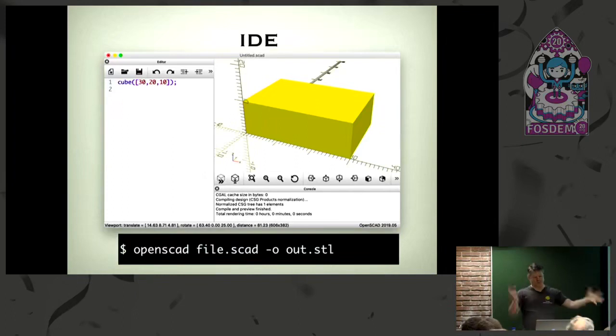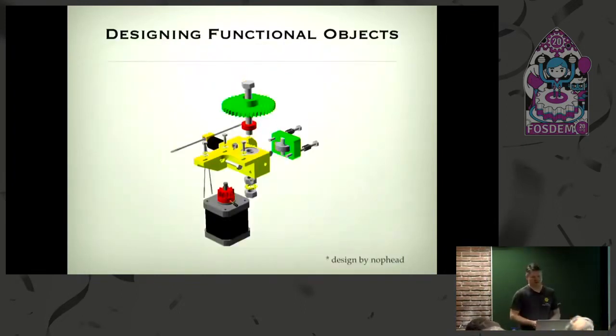So that was kind of really quickly in 7 minutes what OpenSCAD is. So let's talk a little bit about designing functional objects. This is more like our historic view of OpenSCAD, why we started it.